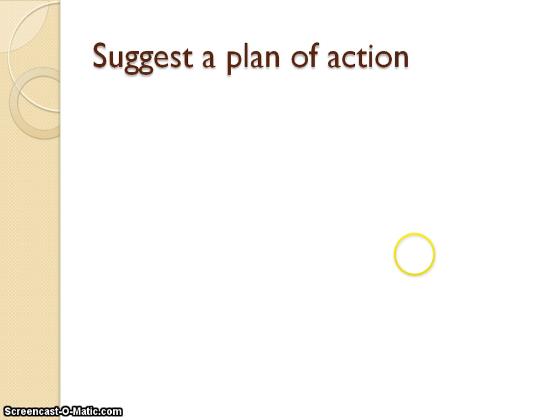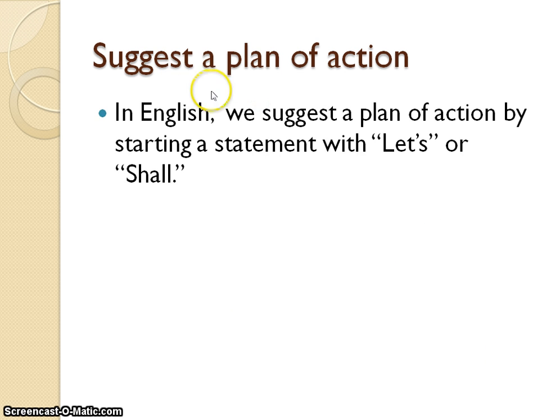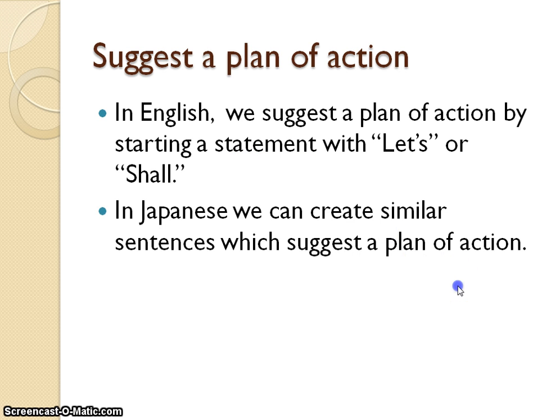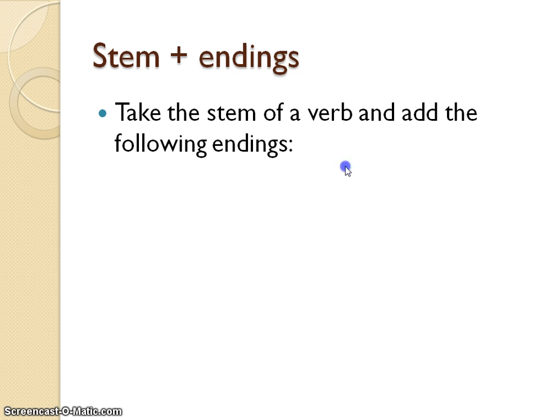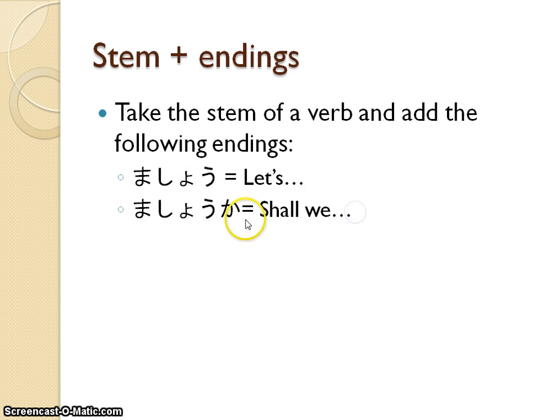So, before we move on, let's do a quick review because this grammar lesson actually ties back to something we learned in Japanese 1. Now, suggest a plan of action. When you suggest a plan of action, you use the word let's or shall in English, but in Japanese, you would use an ending called ましょう or ましょうか. Now, ましょうか just makes it into a question. So, shall we do this or shall we do that? And let's would be let's do this or let's do that.